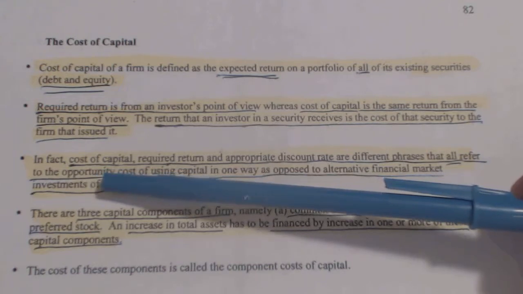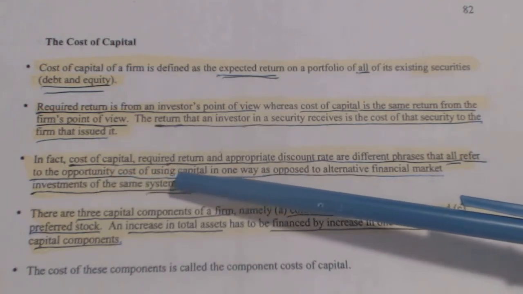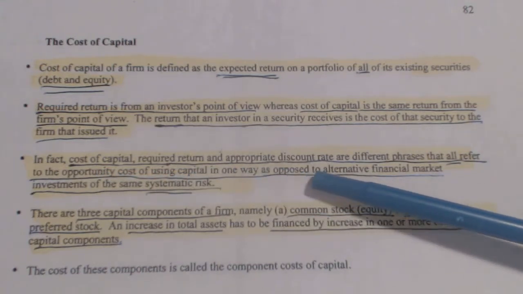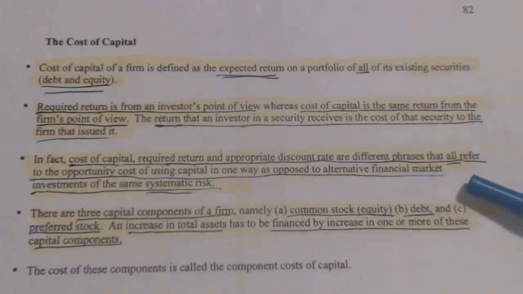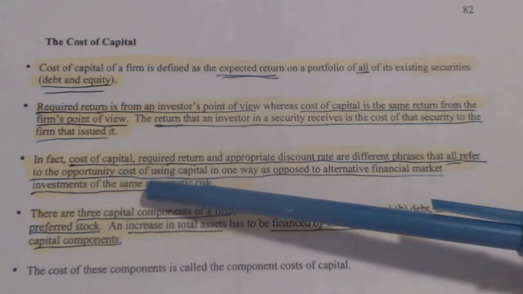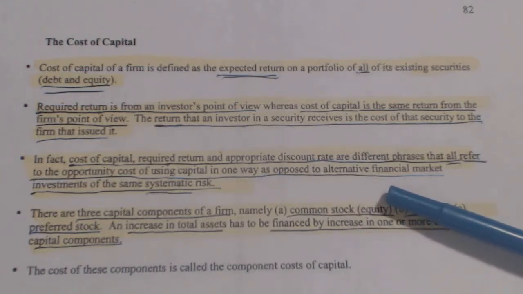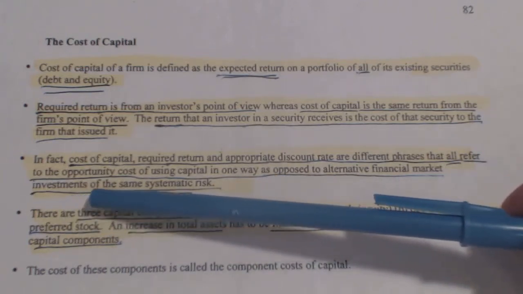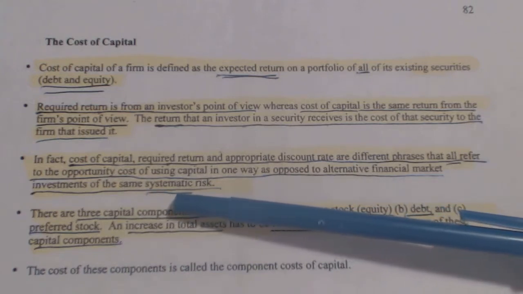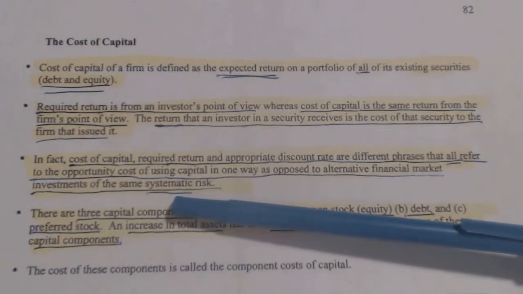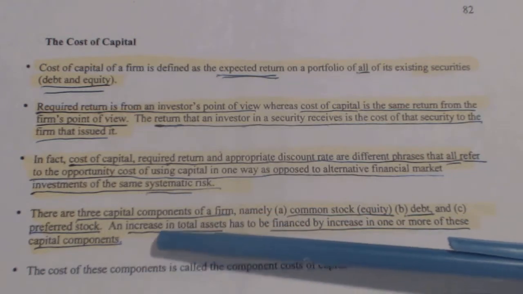company's cost. In fact, cost of capital, required return, and appropriate discount rate are different phrases that all refer to the opportunity cost of using capital in one way as opposed to an alternative financial market investments of the same systematic risk. Remember, your return is based on the systematic risk, which is undiversifiable. They don't give it to you for unsystematic risk, which is diversifiable.